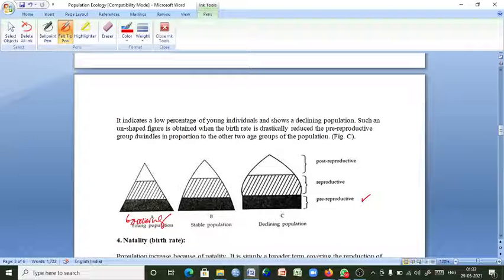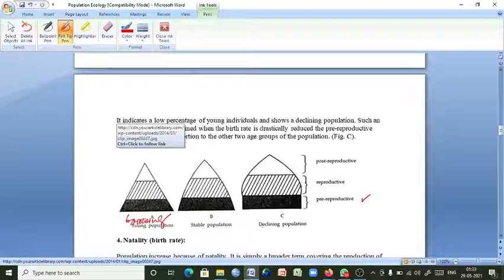The second one forms a bell-shaped population. Follow this: the pre-reproductive portion is reduced from the previous one, the reproductive portion increased, and the post-reproductive portion also reduced. This bell-shaped population is known as stable.